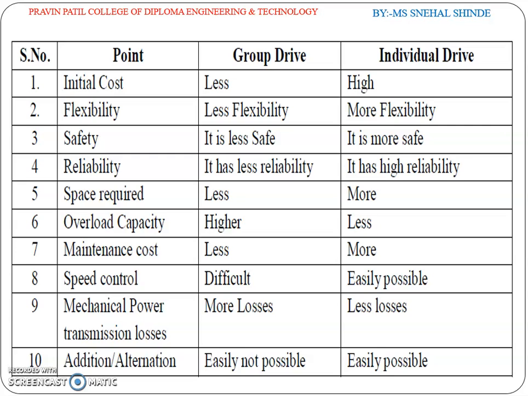According to safety, group drive is less safe and individual drive is more safe. Reliability: group drive has less reliability and individual drive has higher reliability. Space required is less for group drive and more for individual drive. Overload capacity is higher for group drive and less for individual drive. Maintenance cost is less for group drive and more for individual drive. Speed control is difficult in group drive, and in individual drive it is easily possible. Next is the mechanical power transmission losses: more losses in group drive, less losses in individual drive.